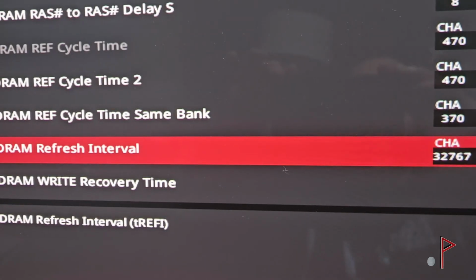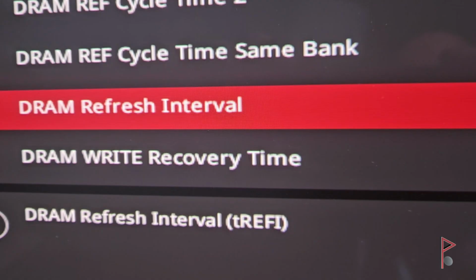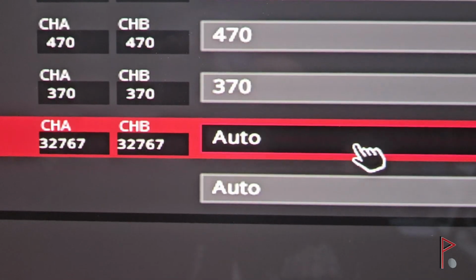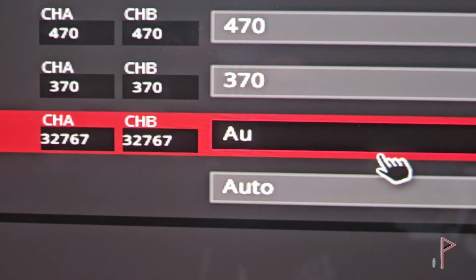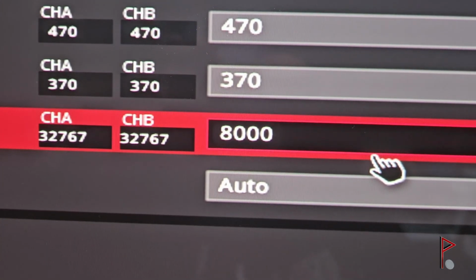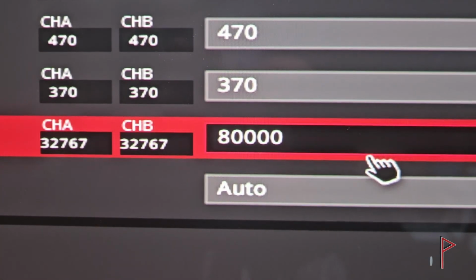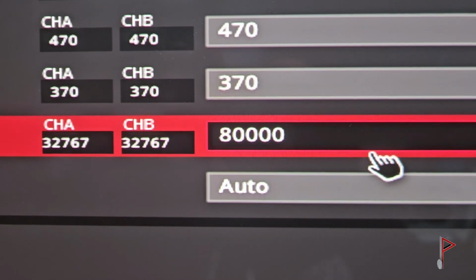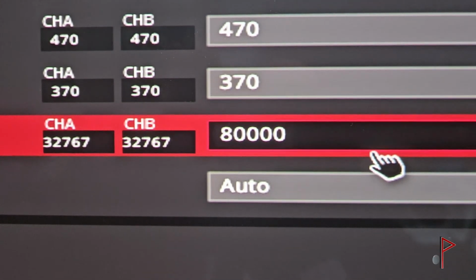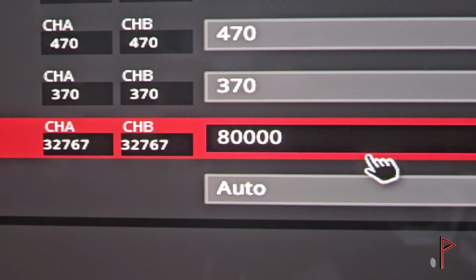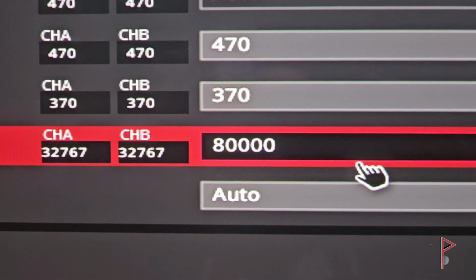Okay, so back we are in the BIOS, and remember this guy, our old friend tREFI. So here we go, we're going to switch this one up, pump it up a bit. This again is going to decrease the frequency of our refresh cycles, leaving more bandwidth for regular read-write operations, which ostensibly should help us in gaming. This is the only change we're making right now, and now we're going to run some benchmarks.